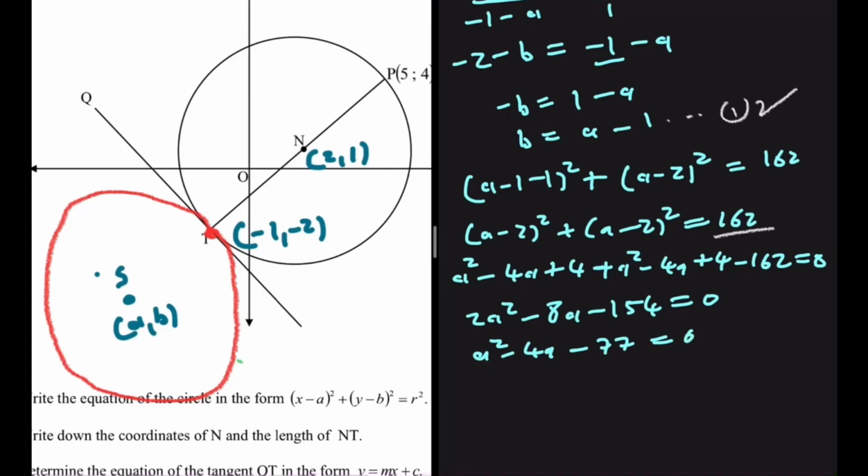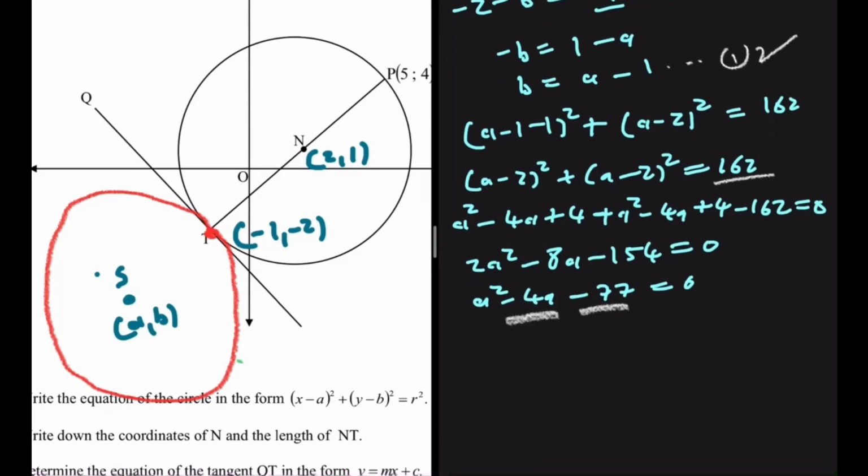So now it's just a matter of factorizing this. Which two numbers do we multiply and get minus 77, but when we add them, we get minus 4? That is minus 11 and positive 7. So a minus 11 multiplied by a plus 7 should be equals to 0. a is equals to 11 or a is equals to minus 7.